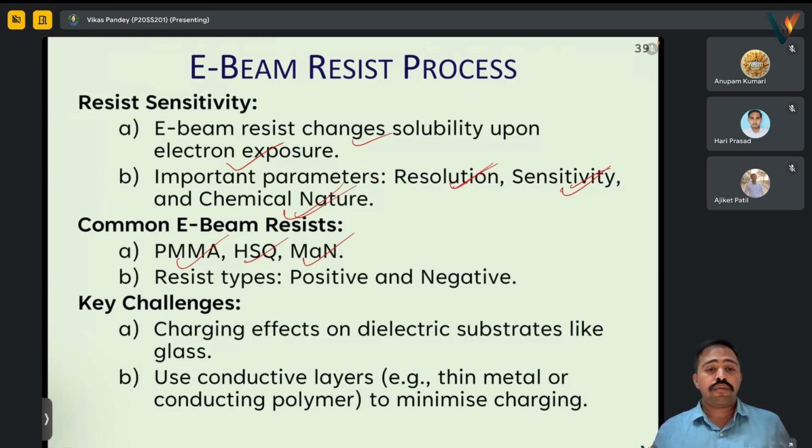So one solution is to use a conductive layer like a thin metal or conducting polymer. Whatever pattern we have to make, if it is on a non-conductive substrate, then we coat a small thin conductive film and ground it, or connect it to the anode, and that will minimize the charging.